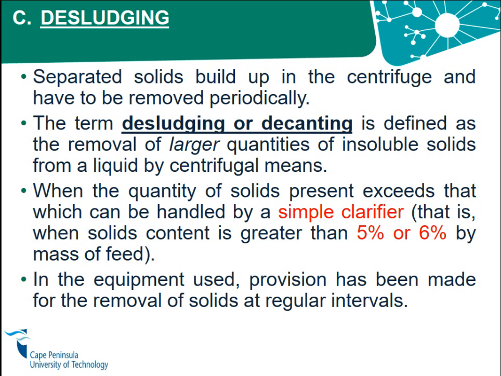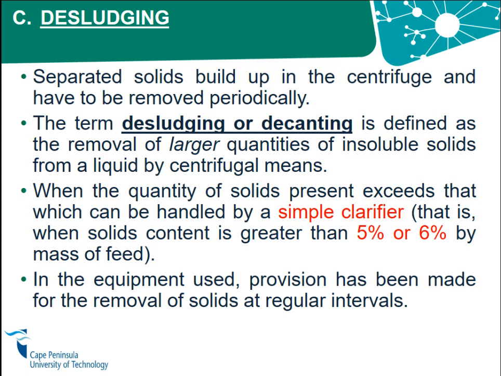There is a term which we call dislodging or decanting. This is defined as the removal of larger quantities of insoluble solids from a liquid, again by centrifugal means. So how do we do this? Basically it's a continuous operation, but we are able at certain intervals to remove solid materials from the liquid materials. When the quantity of solids present in your product exceeds that which can be handled by a simple clarifier, for example if there's 5% or 6%, then we can use what we call dislodging or decanting centrifuges. In the equipment that is used, provision has been made for the removal of solids at regular intervals, so we can remove these solid materials that accumulate.